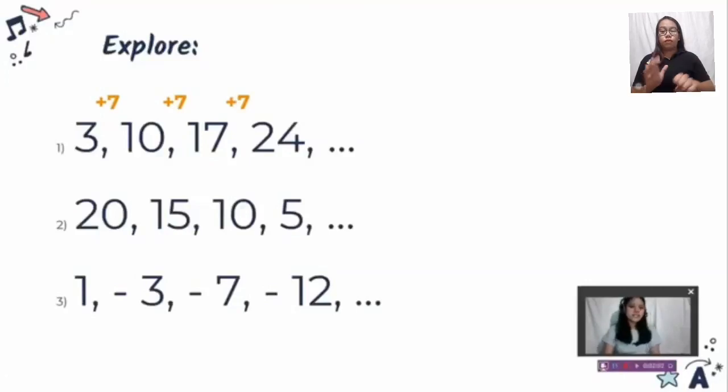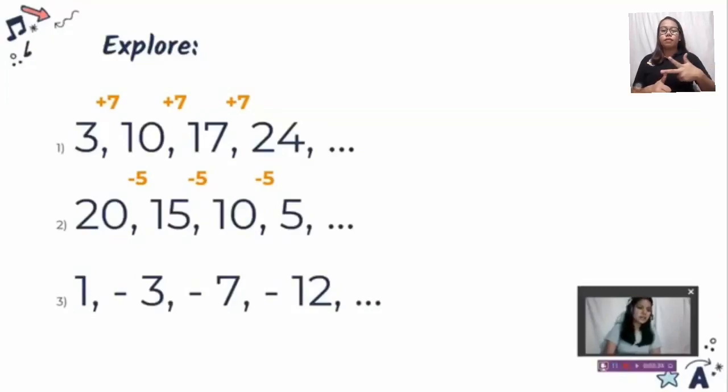And on the second example, our a sub 2 is 15, and our a sub 1 is 20. So getting the difference, that is 15 minus 20. Take note that 20 is bigger than 15, so our difference would be negative. So 15 minus 20, that is negative 5. Next, 10 minus 15, that would be negative 5. And lastly, 5 minus 10, that is negative 5 also.